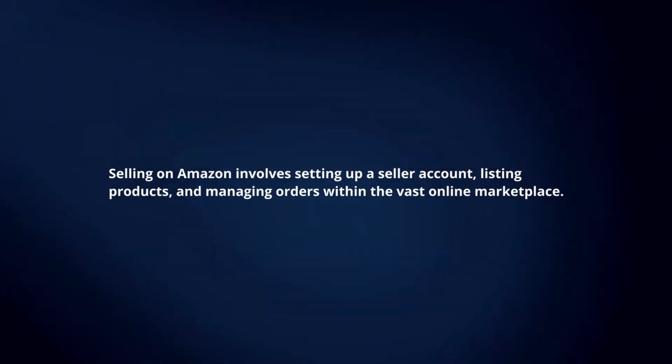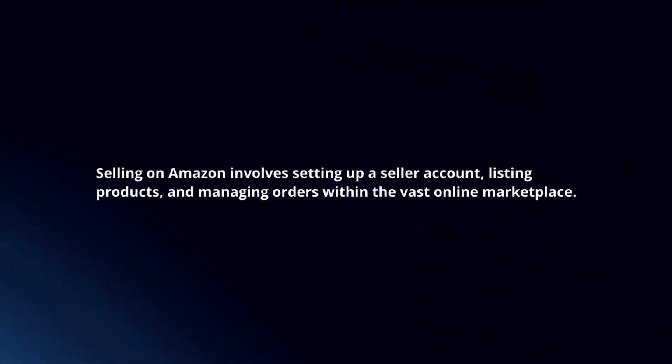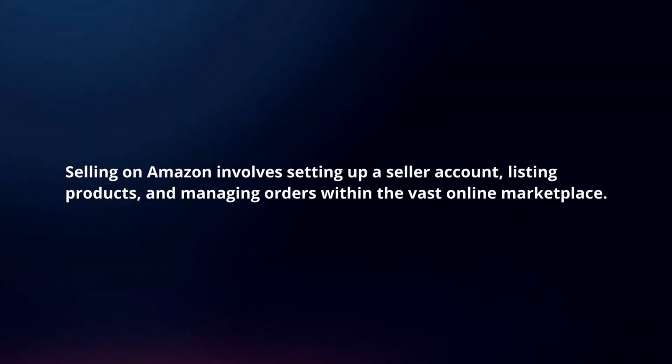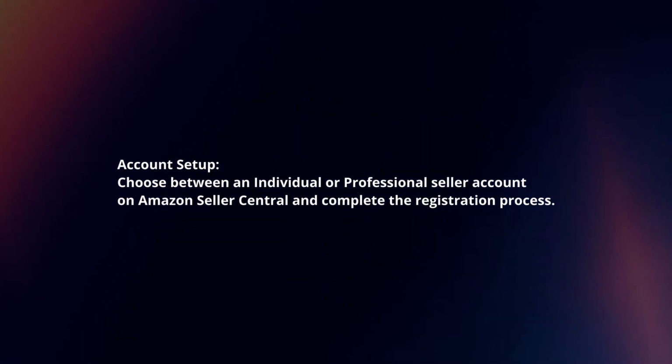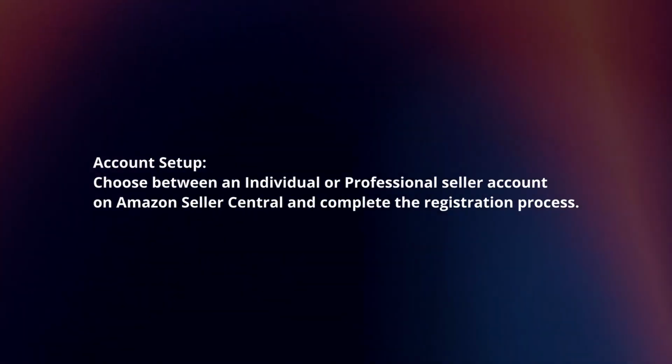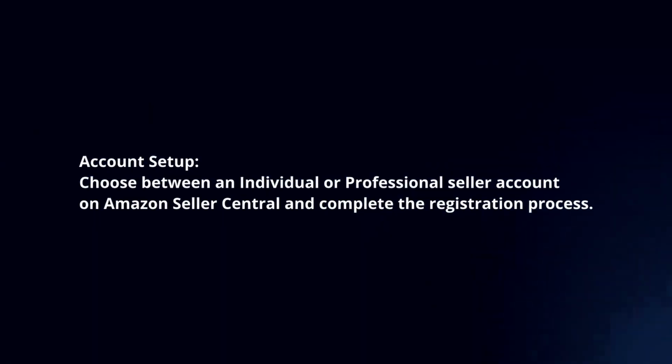Selling on Amazon involves setting up a seller account, listing products, and managing orders within the vast online marketplace. Here's a concise guide. Account setup. Choose between an individual or professional seller account on Amazon Seller Central and complete the registration process.